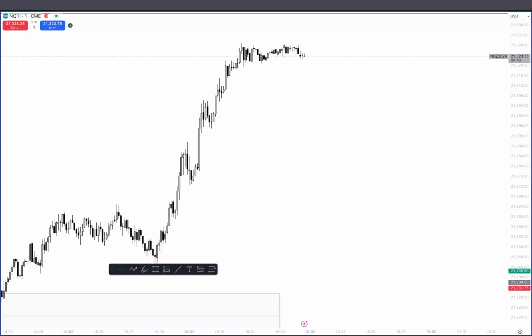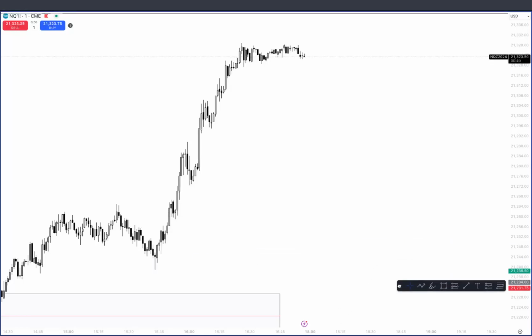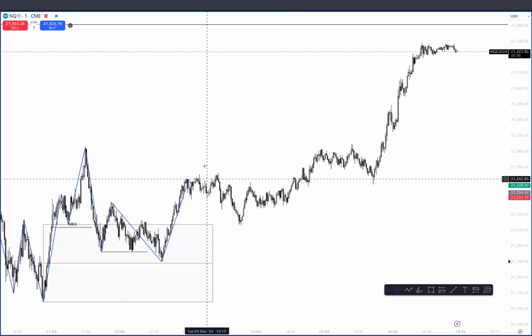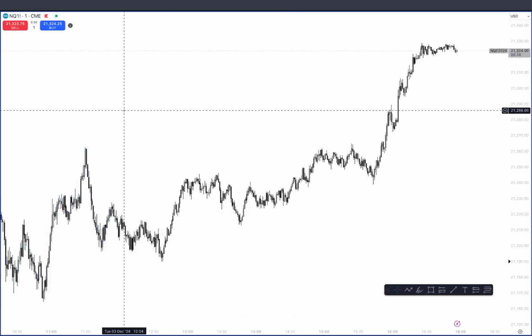Okay, guys. Trade recap for the 100 pointer or whatever it was. I'll figure it out and put it in the title. Probably just put 100 plus points. Let's just get rid of the drawings real quick.